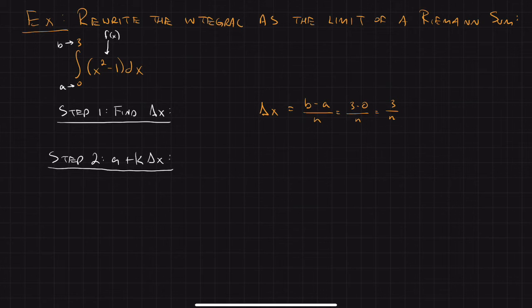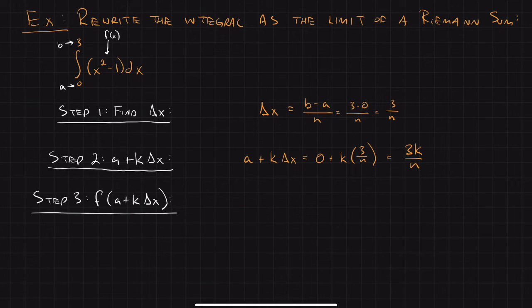Step 2, we want to find a plus k delta x. So a plus k delta x, we know that a is equal to 0, and we found delta x in the previous step. That was 3 over n. Notice that since a was 0, we only have a single term here. If a was not 0, we would have two terms for the a plus k delta x.